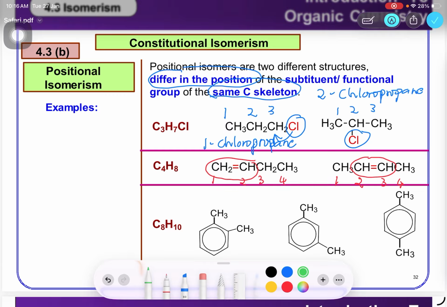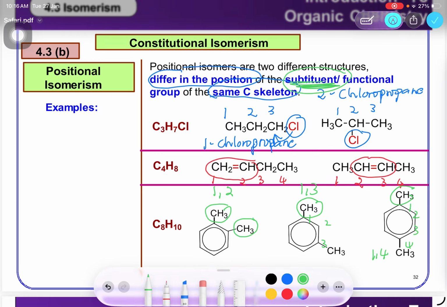Okay, the next one is the substituent. Besides the functional group, the position of the substituent can be different. So in this one we consider the substituents are at carbon 1 and carbon 2. And then this one is carbon 1 and carbon 3. And this one is carbon 1 and carbon 4. So 3 of them are isomers because the positions of the substituents are different.